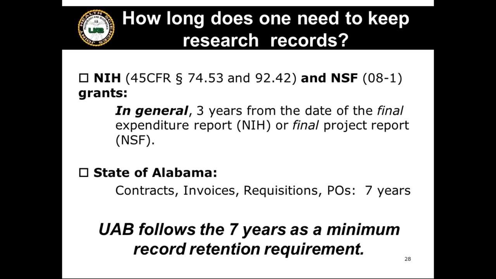Alabama says 7 years for POs and so forth, but 7 years is the minimum record retention. But then there are some journals that say that even after your paper is published, if that paper is then referenced, 7 years from that reference point. So forever, right? Exactly. It's pretty much forever. But all journals differ, so keep it safe, keep it labeled, keep it organized.